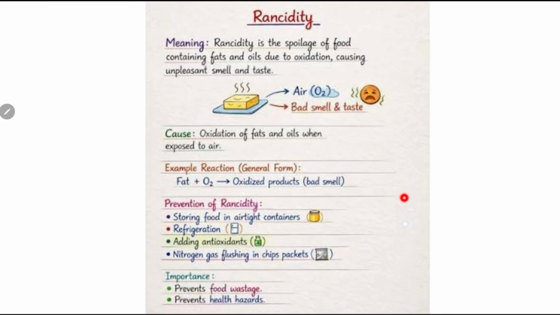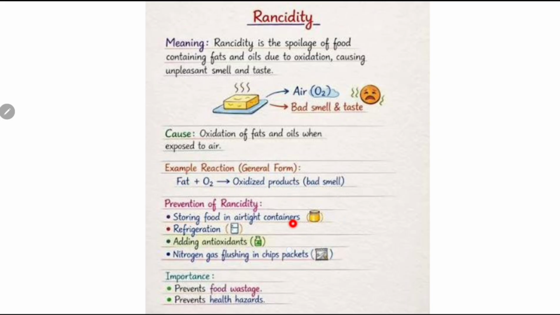This is a beautiful summary of rancidity. Spoilage of food containing fats and oils due to oxidation, causing unpleasant smell and taste, right? Oxidation of fats and oils when exposed to air. Fat plus O2 gives oxidized products, bad smell. How do you prevent it?